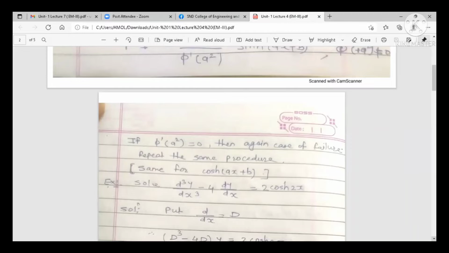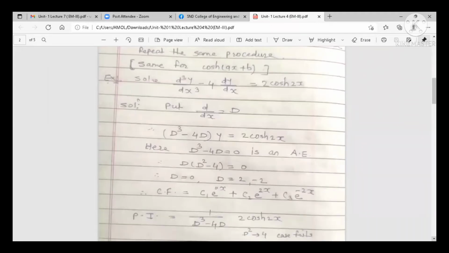The same formula is there to find the PI when there is a hyperbolic cos function, cosh(ax+b). The same formula means you replace D² by a². Now the example here: solve d³y/dx³ minus 4 dy/dx is equal to 2 cos 2x. First you reduce the differential equation.